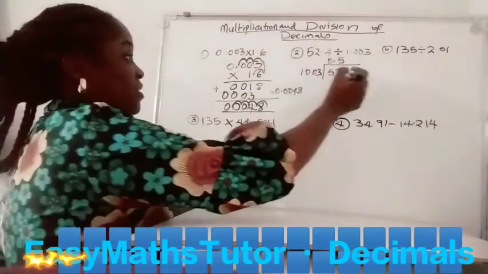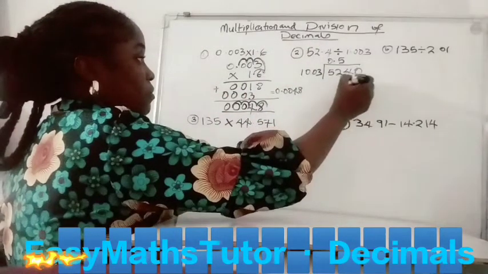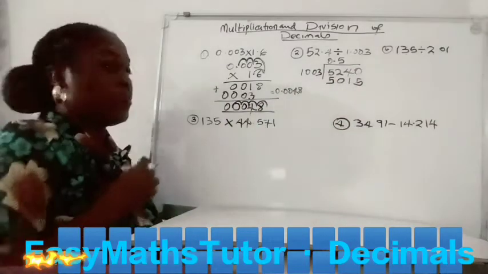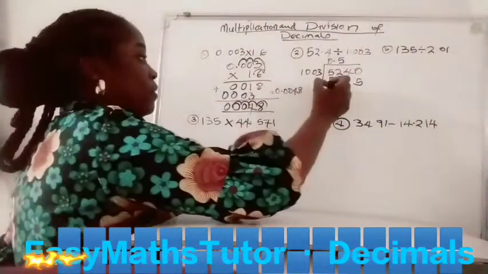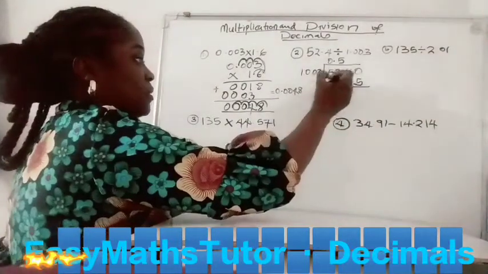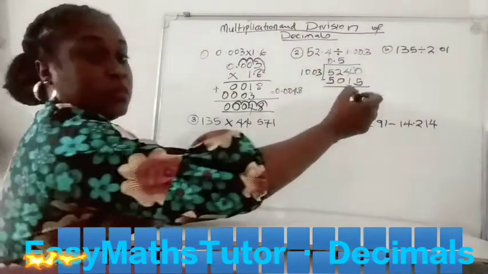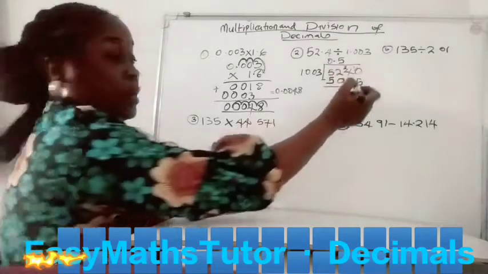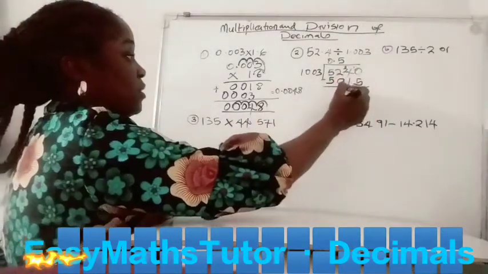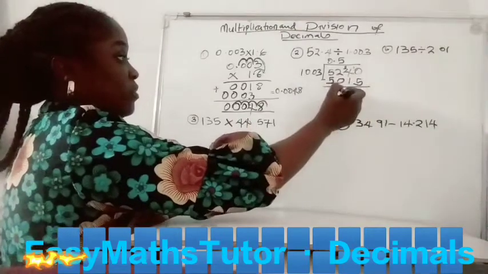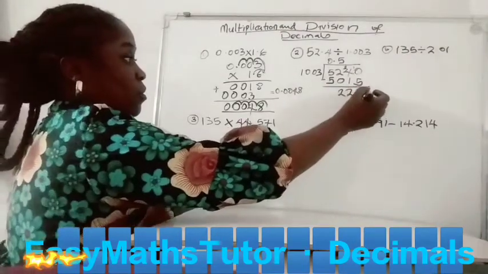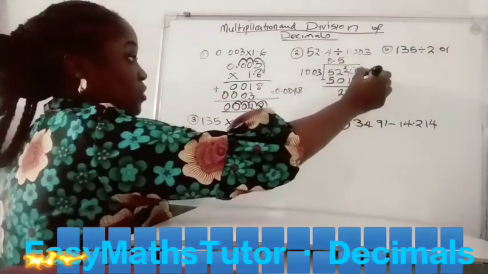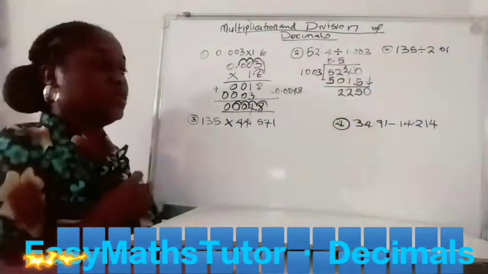So 5 times this will be this. Am I correct? Okay, so we'll subtract this. 10 minus 5 gives us 5. This is remainder 3. 3 minus 1 gives us 2. 2 minus 0 gives us 2. We'll introduce a 0, okay? A new 0.